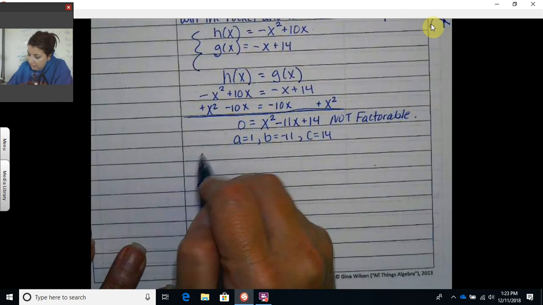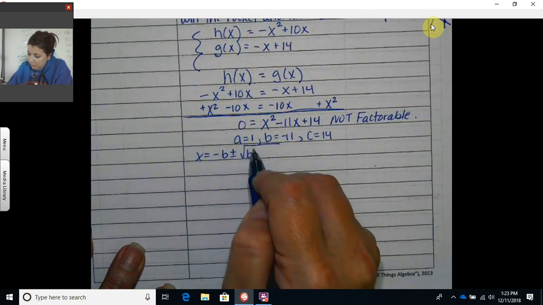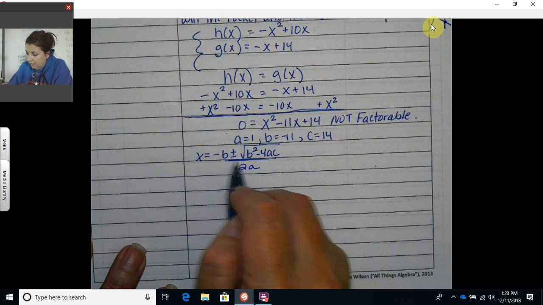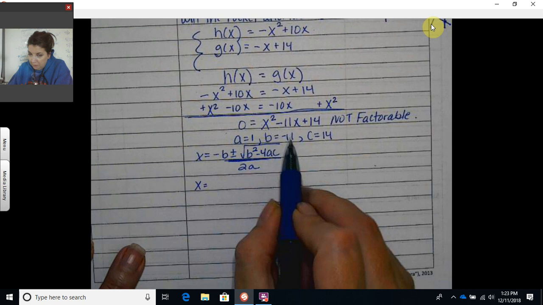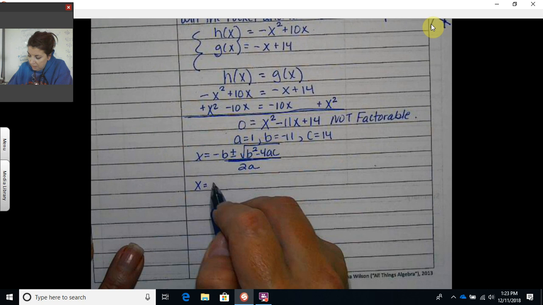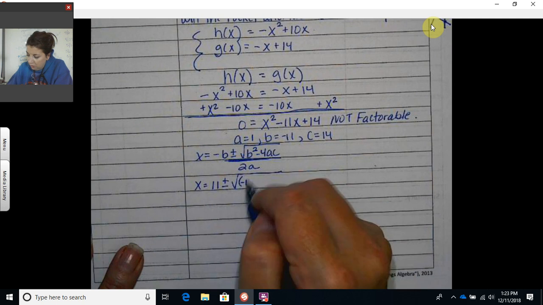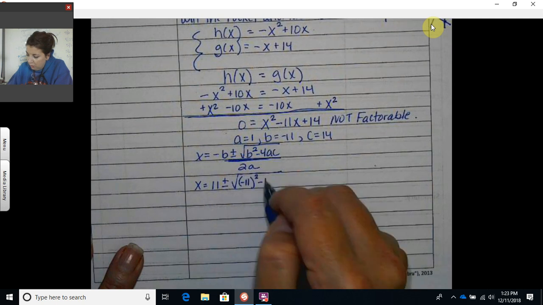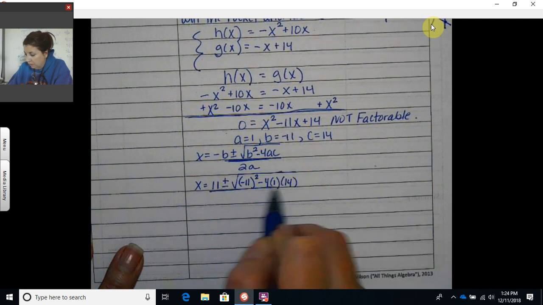X equals negative B plus or minus square root B squared minus 4AC all over 2A. All right, so X equals the opposite of B. If B's negative 11, that's going to turn into positive 11 plus or minus the square root of whatever B is, square it. So it's negative 11 quantity squared minus 4 times A is 1 times C is 14 all over 2A is 2 times 1.